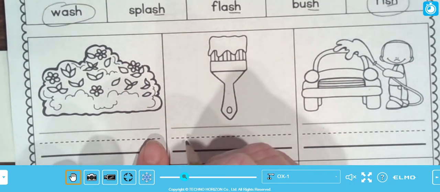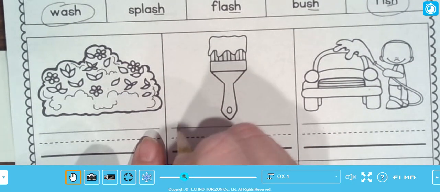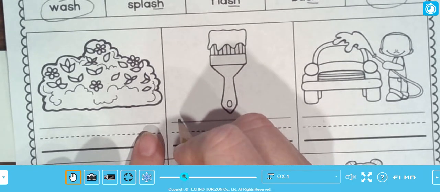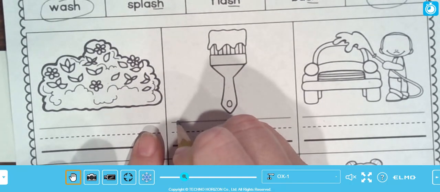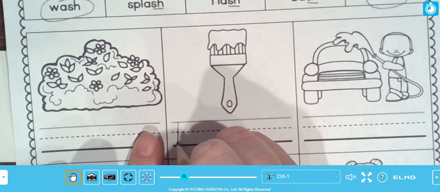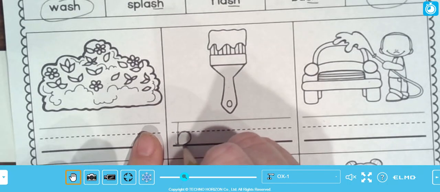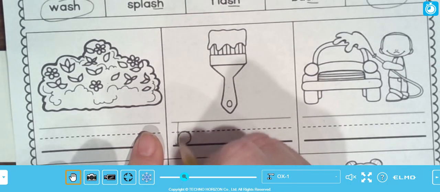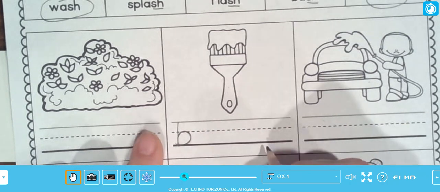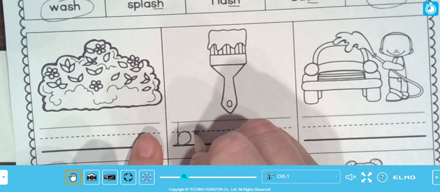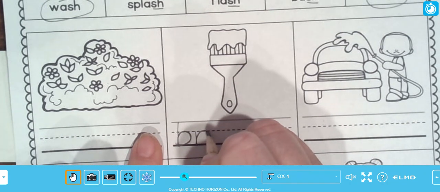So let's start with a B. B is a tall. And with a B, a B looks kind of like a D. But the D starts with the donut first. And the B starts with the bat first. So bat, which is the stick. And then make the ball. So bat, then go up and make the ball. B. Okay. Then the R. Stick, then curve. Stick, then curve.